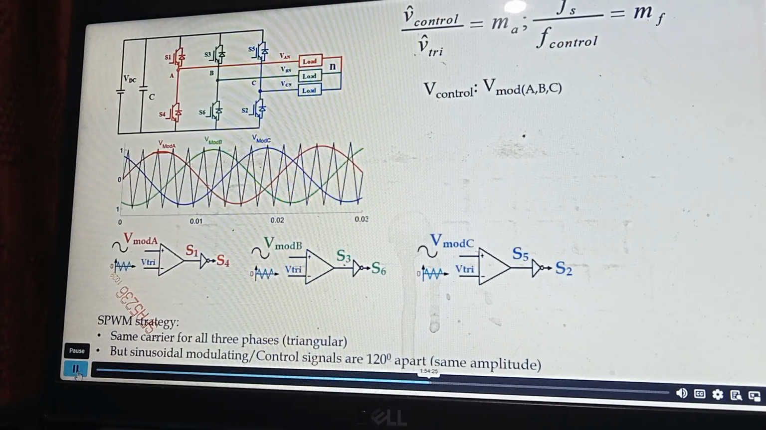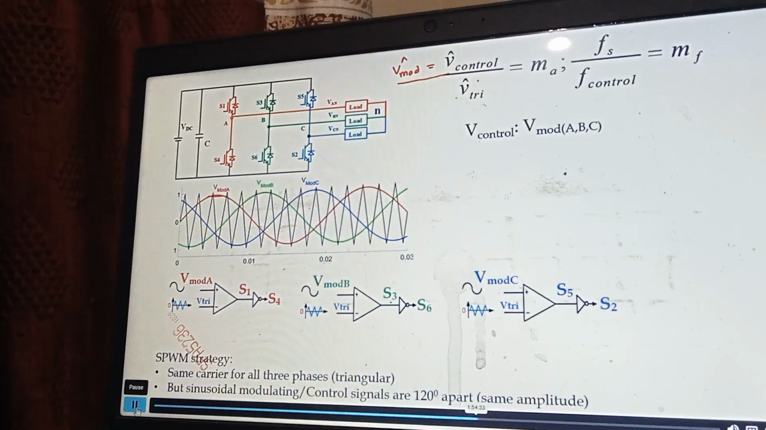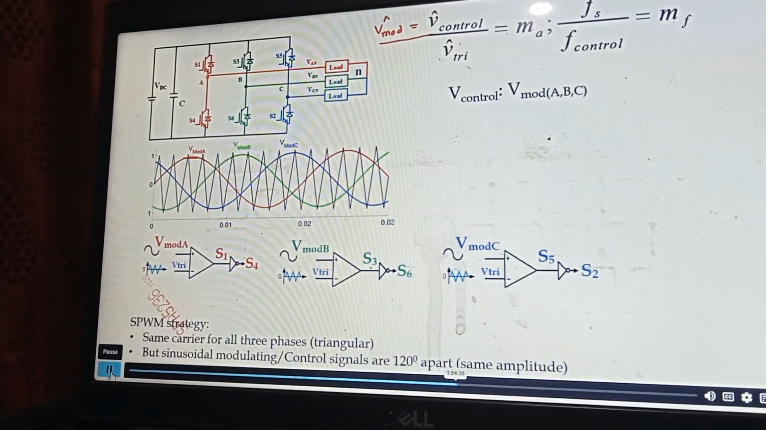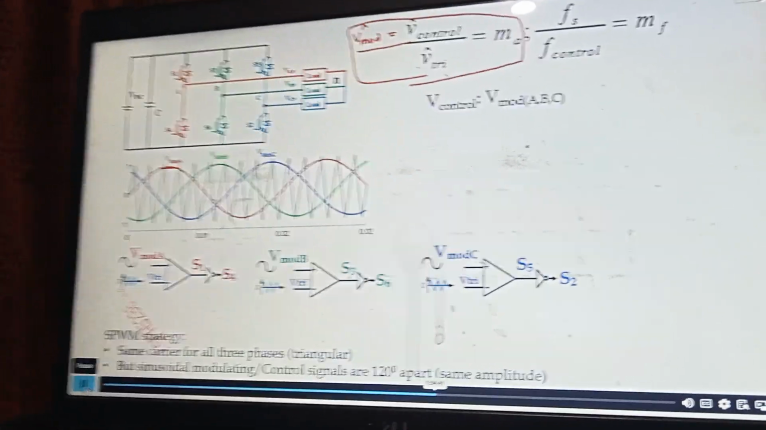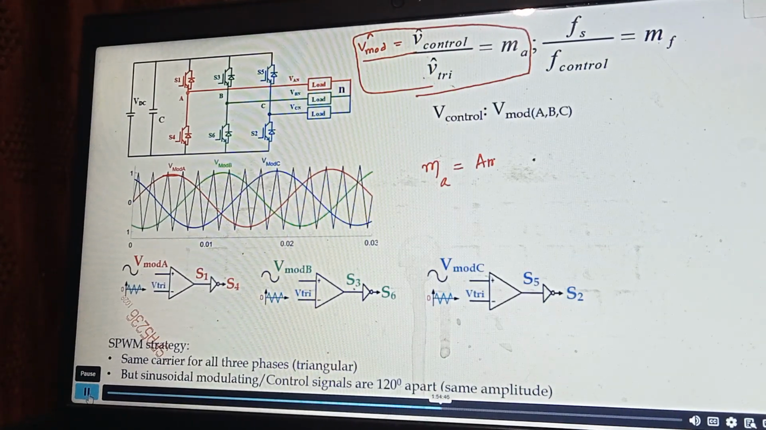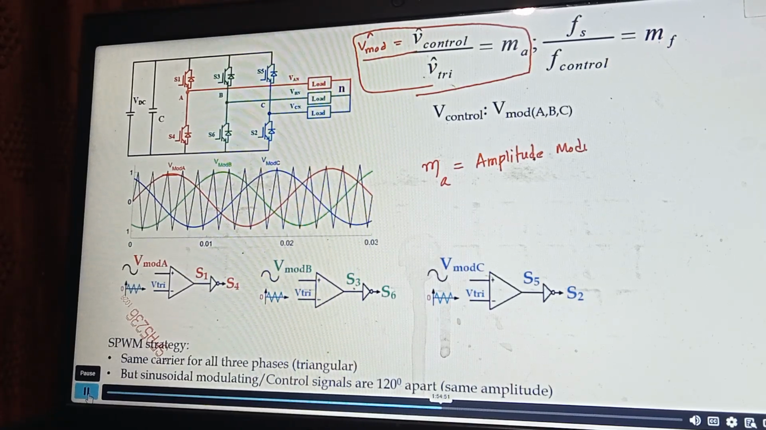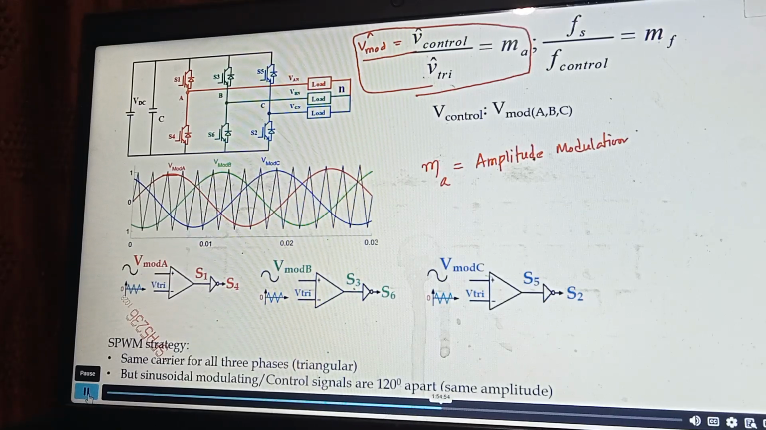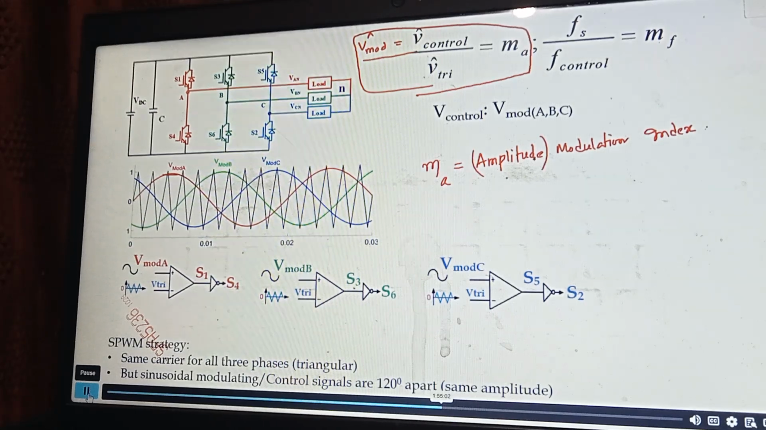Their ratio is a very, very important term. This V modulation peak is the same as this V control peak or whatever, and this V tri peak. This ratio is known as MA. Let me write in simple terms. What is MA? It is known as amplitude modulation index. Sometimes this amplitude is not mentioned clearly, sometimes it is just known as modulation index, MA.